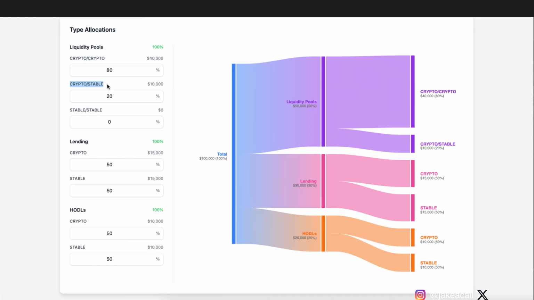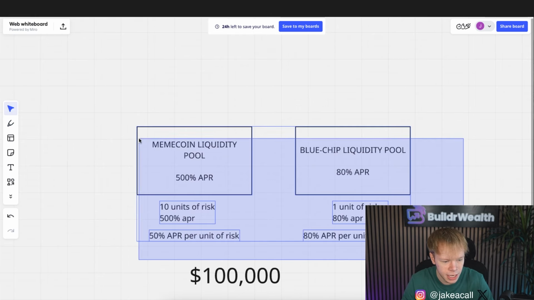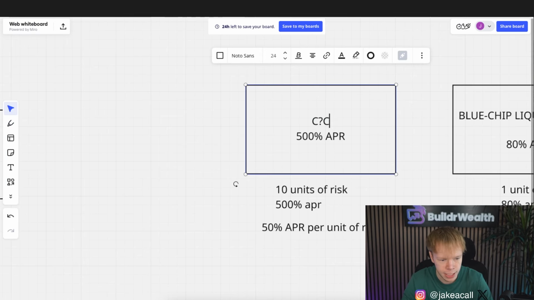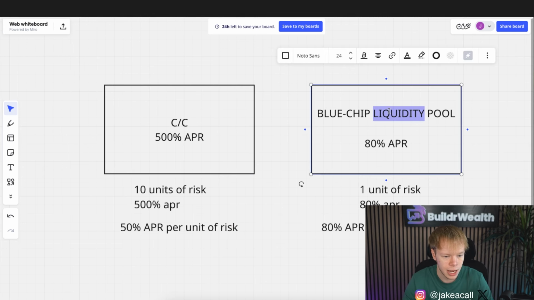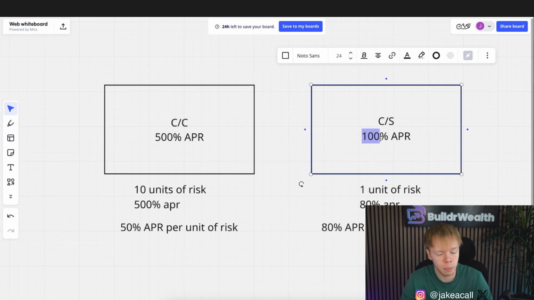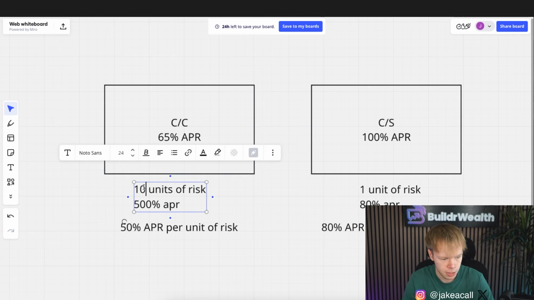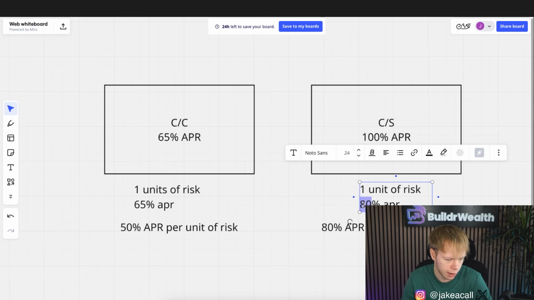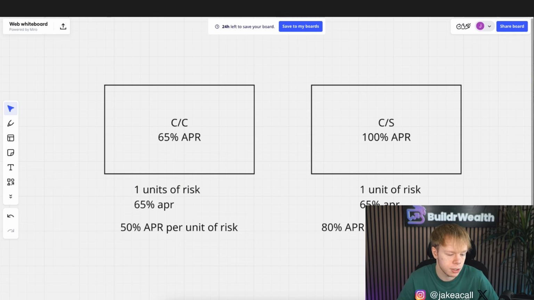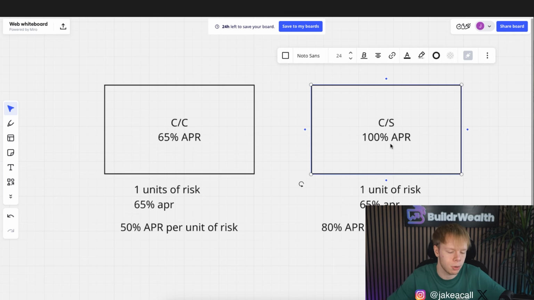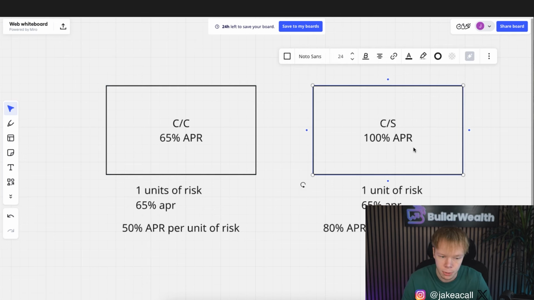Again, it comes down to risk-adjusted returns. Let's take this same exact example that we talked about earlier, the meme coin liquidity pool versus the blue chip liquidity pool. And let's compare a C2C liquidity pool, which is crypto to crypto, and a C2S liquidity pool, which is crypto to stable. The crypto to stable is probably doing about a 100% APR, and the crypto to crypto is probably doing about a 65% APR. Now, here's the thing. Both of these probably have 1 unit of risk associated with them, at least if we look at very similar liquidity pools as far as risk units and categories go. So the C2C could be something like Ethereum to Bitcoin, whereas the C2S could be Ethereum to USDC or Bitcoin to USDC. Same level of risk, except one of them is doing a 65% APR and the other one's doing a 100% APR.